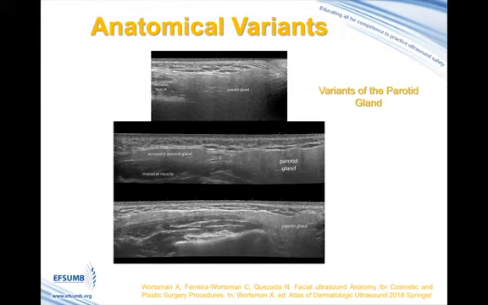Other common variants are the variants of the parotid gland. On top you can see in transverse view the parotid gland that presents its body behind the masseter muscle. In the image located in the middle, you will notice a small accessory parotid gland that is separated from the main gland and located on top of the masseter muscle. In the figure located at the bottom, you can see an anterior prolongation of the parotid gland that is covering the masseter muscle.